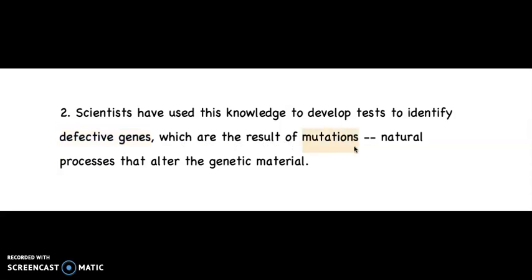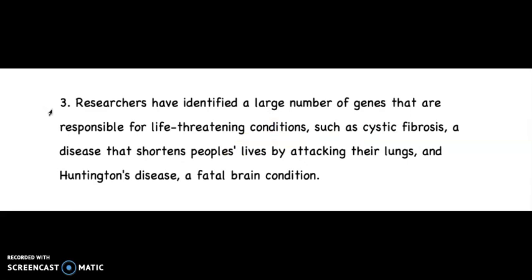So which comes first? What is the cause? Mutations. Mutations cause these defective genes. So when something is the result of something, it's the effect of something. So mutations is the cause, defective genes is the result or the effect, and the result of indicates a cause and effect relationship. So the result of is the marker. Let's look at example number 3.